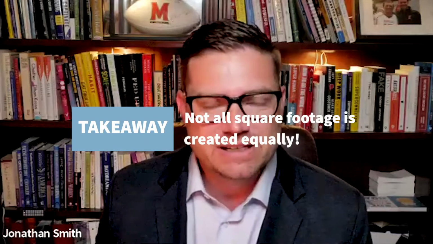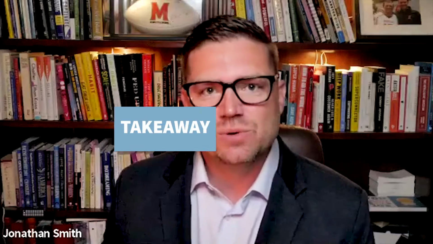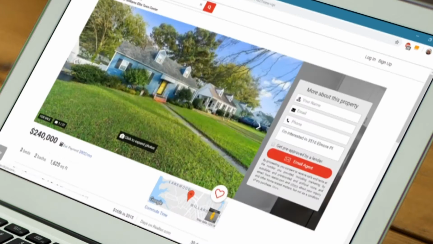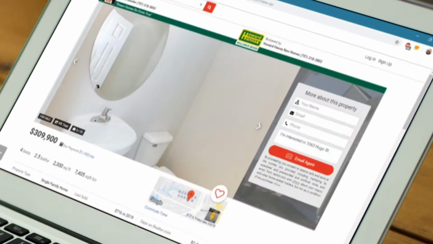But if there was one key takeaway here that I hope you would take away from this video, it would be that not all square footage is created equally. And so when you use price per square foot, you often assume that the same quality of price per square foot in house A is the same quality of price per square foot in house B. And that is the majority of the time inaccurate. And if that is true, then it's not an accurate model to use in valuing a property.